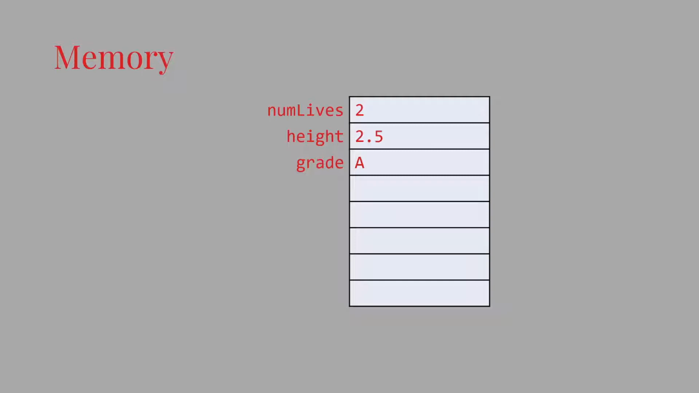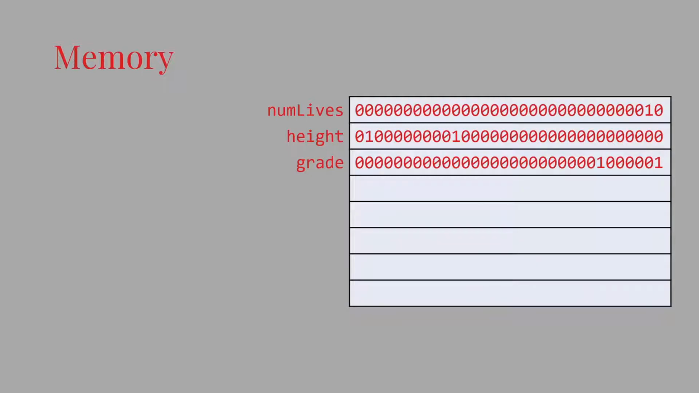It's important that we know what type each variable is, because inside the computer, each value is really just a string of ones and zeros. If the value in height were interpreted as an integer, it would be over 1 billion. We can only know that grade is an A instead of 65 because we know it's supposed to be a character.